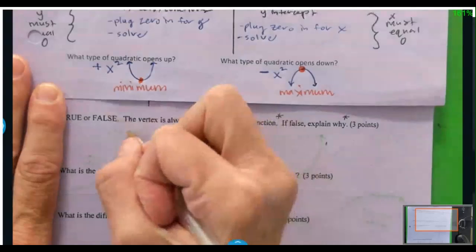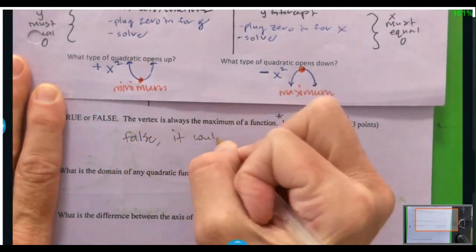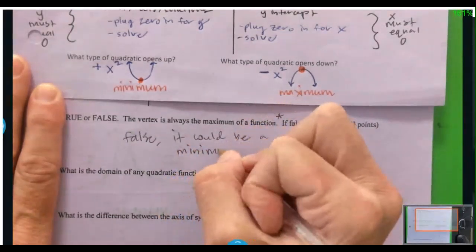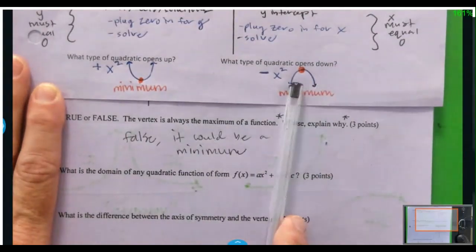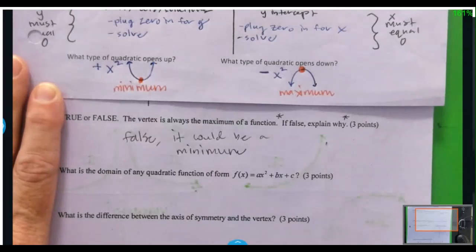No, that's false. Because what did I tell you it could also be? Right, it could be a minimum. It's not always a maximum. It might be a maximum, it might be a minimum. But it's not always a maximum. It's only a maximum if it opens down. It's a minimum if it opens up.